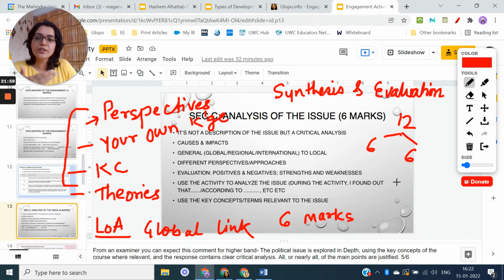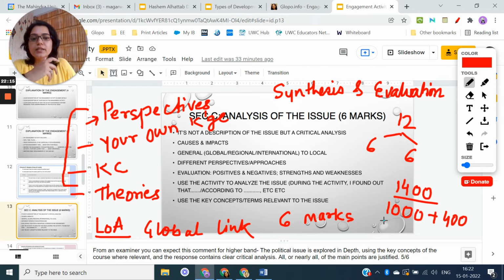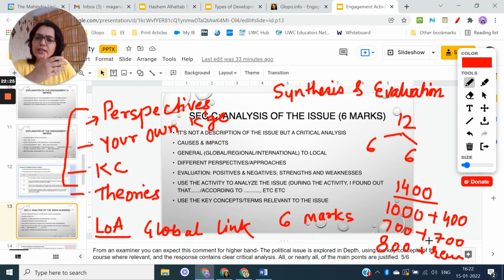Now, how many words are left with you? We have already covered around 300, 600 words. So that means we are left with 1400 words. Either you can spend 1000 words or 400 words. It could be 700 plus 700 words. It could be 800 or the remaining words. Fair enough. It's completely your choice how you are going to write.